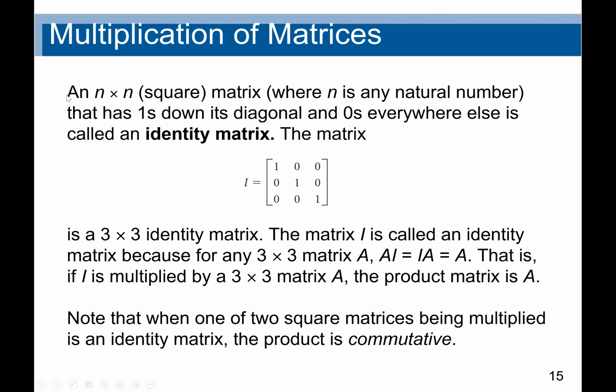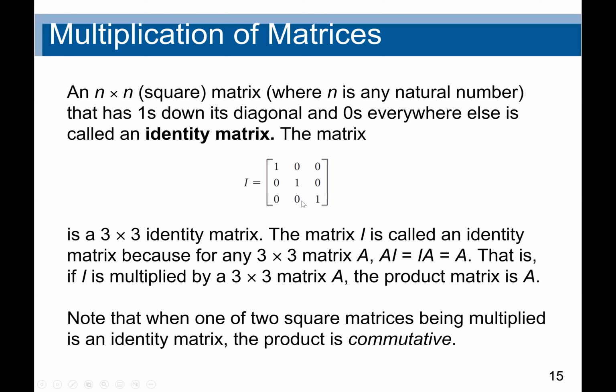So next, we can do what we call the square matrix. Now, if we have a matrix n by n, which means the number of columns is the same as the number of rows, we call it a square matrix. Now, if a square matrix has ones across the diagonal and the rest of the elements are zeros, we call it an identity matrix. So here we say an n by n square matrix, where n is any natural number, that has ones down its diagonal and zeros everywhere else is called the identity matrix.